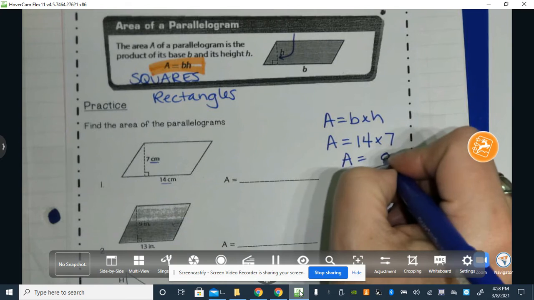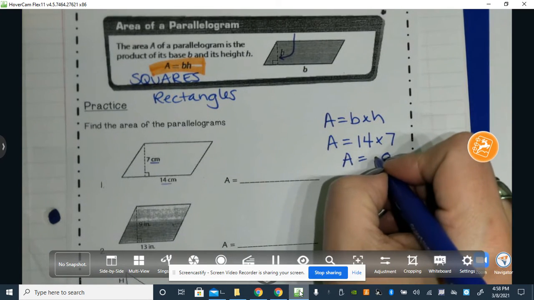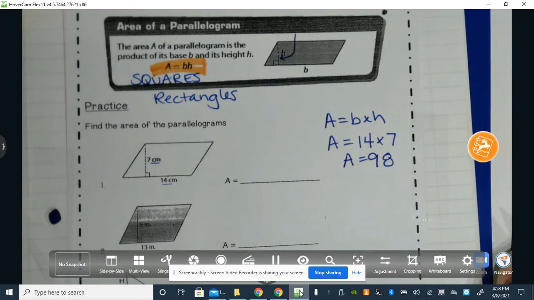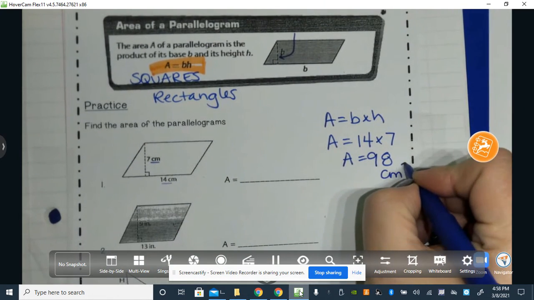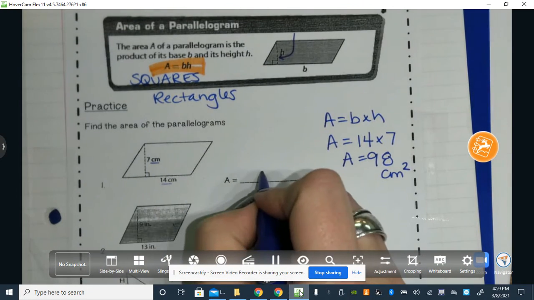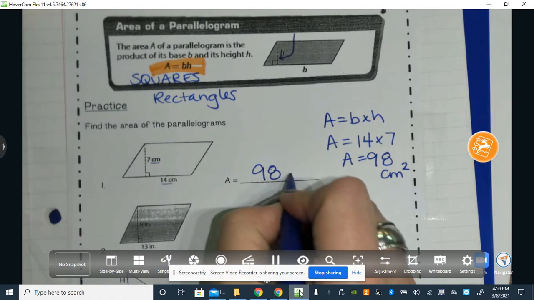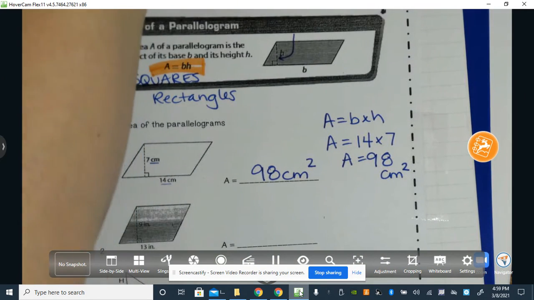7 times 4 gives me 28. Carry the 2. 7 times 1 is 7 plus 2 is 9. So it would be 98. I'm looking for my unit of measurement, centimeters, and it would be squared because I'm dealing with 2 dimensions. Because I'm multiplying by 2 dimensions, it would be squared as an exponent. Okay?